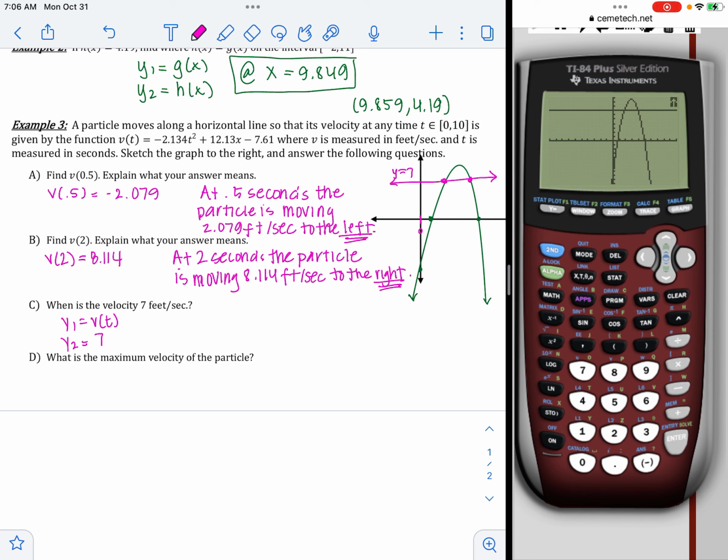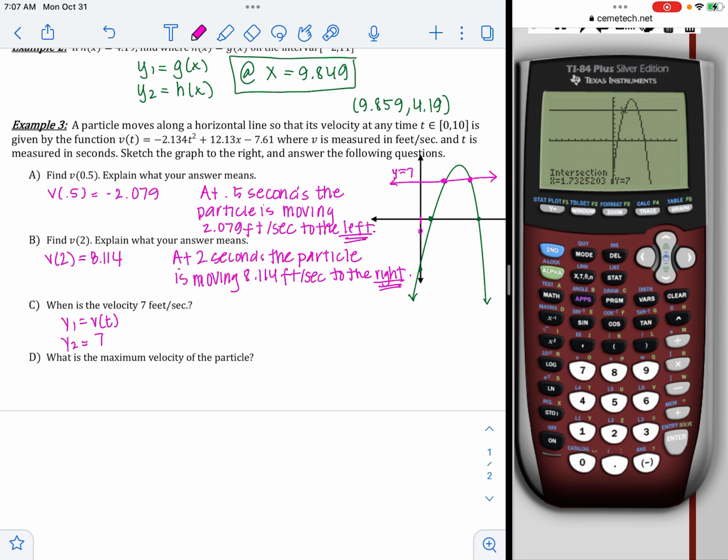So let's start by hitting second trace. Option number 5 is intersection. Let's get closer to the first one by toggling to the right. Ooh, I went too far. I hit down. There we go. Toggling to the right, hit enter. Now it says I'm on the second curve, hit enter one more time, and you can see it finds that first intersection. The ordered pair is 1.733, comma 7.